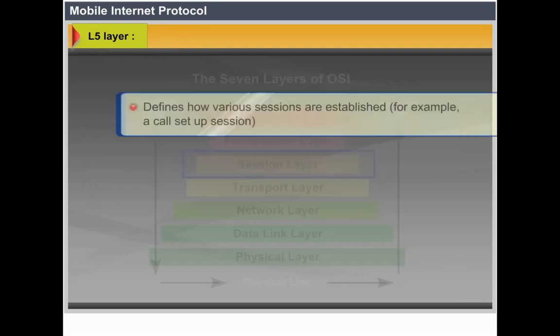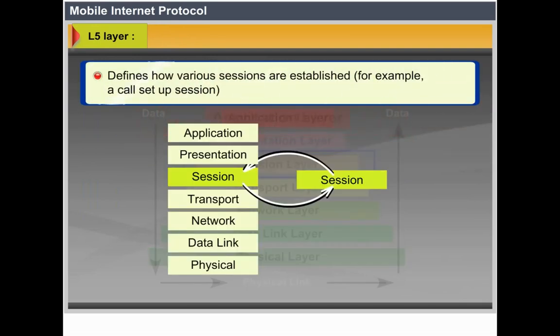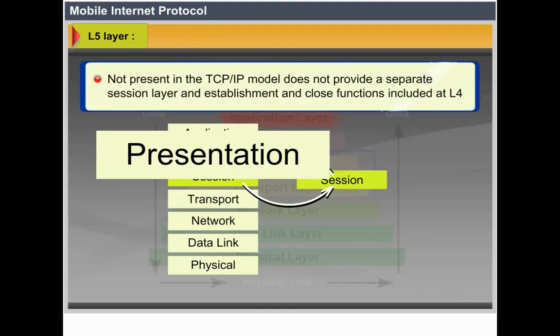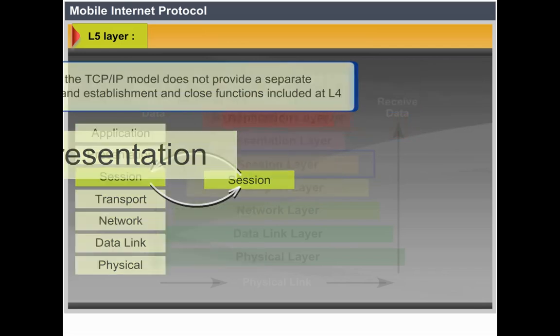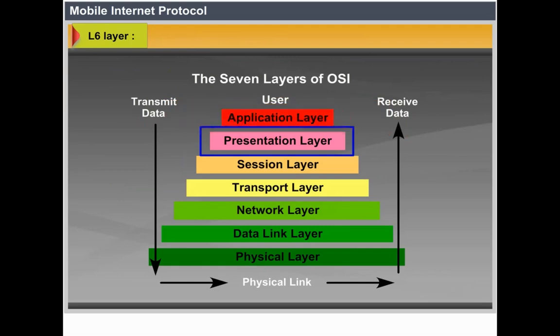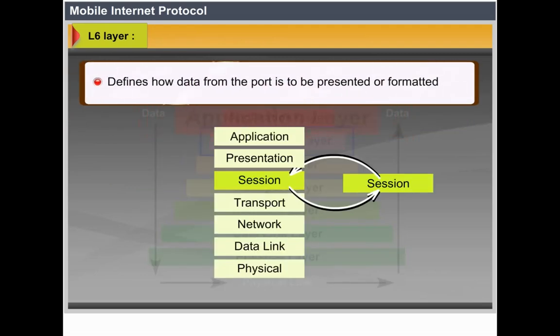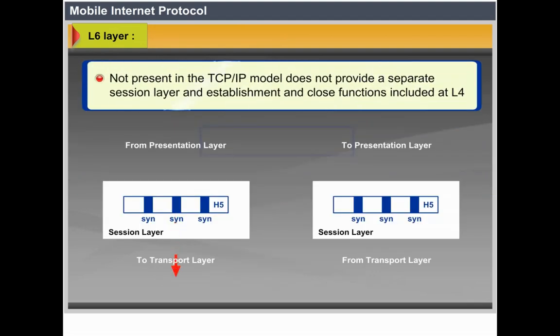The L5 layer defines how various sessions are established, for example, a call setup session. It is not present in the TCP/IP model, which does not provide for a separate session layer, and establishment and close functions are included at L4. The L6 layer defines how the data from the port is to be presented or formatted. It is not present in the TCP/IP model, which does not provide for a separate presentation layer, and presentation functions are included at L7.